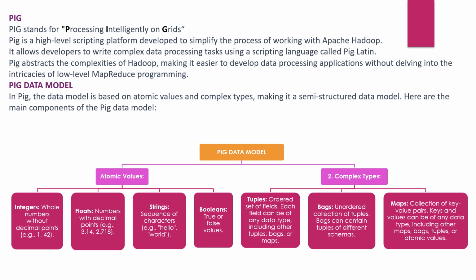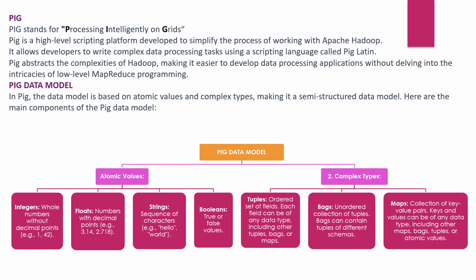In Pig, the data model is based on atomic values and complex values. Under atomic values there are types like integers, floats, and strings. And under complex types there are tuples, bags, and maps. Here tuples are ordered sets of fields. So here each field can be any one of the data types, like tuple, bag, or map.